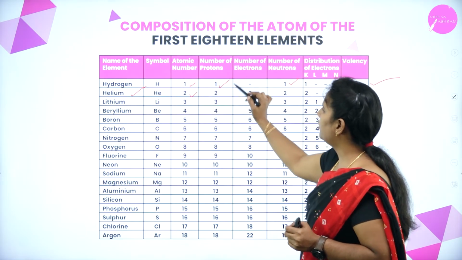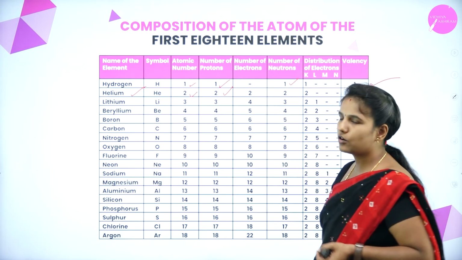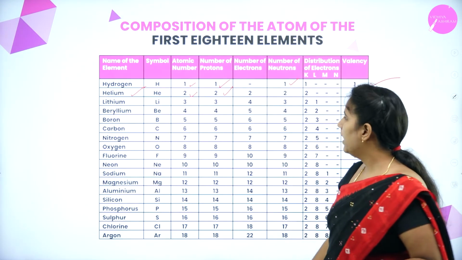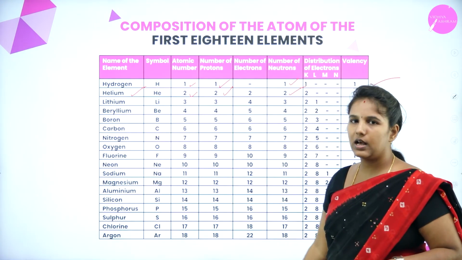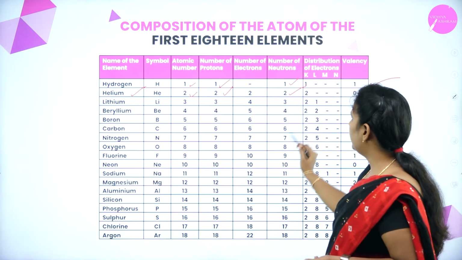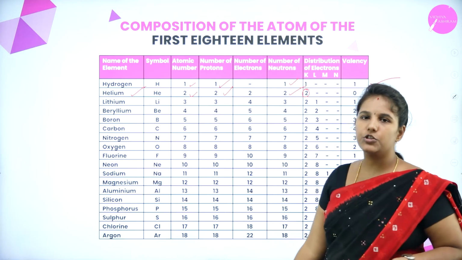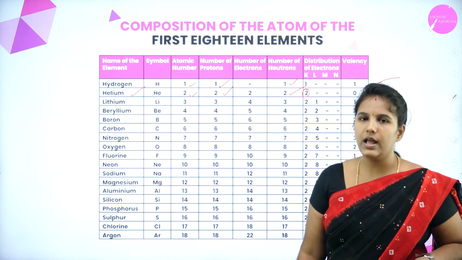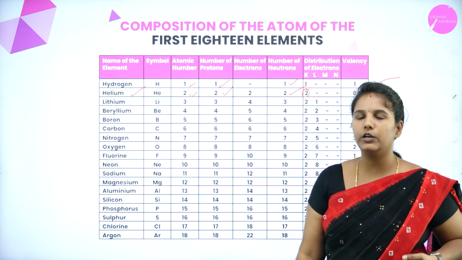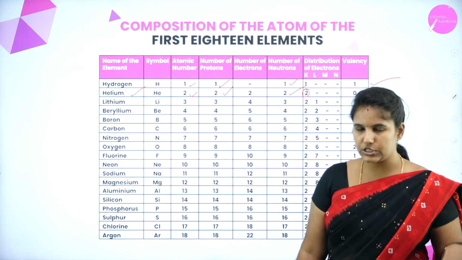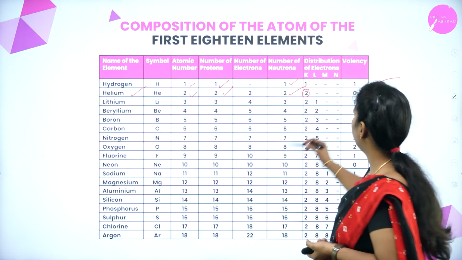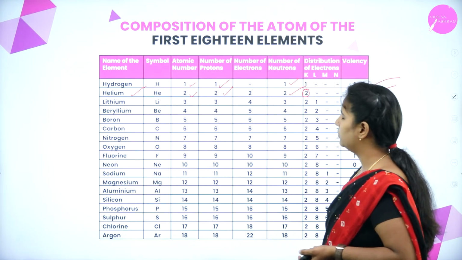Okay, the number of protons is 2, the number of electrons, which is equal to the number of protons, is 2, and the number of neutrons is 2. Okay, how do we represent this here? The electrons should be filled first into the K shell. The K shell can accommodate only 2 electrons, so the K shell will be the outermost shell. Hence, the valency will be 0.